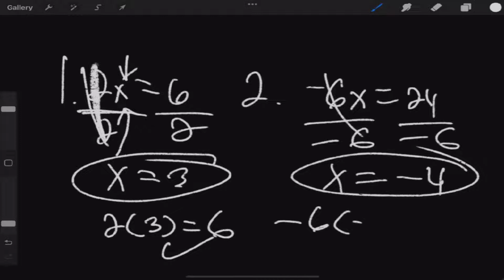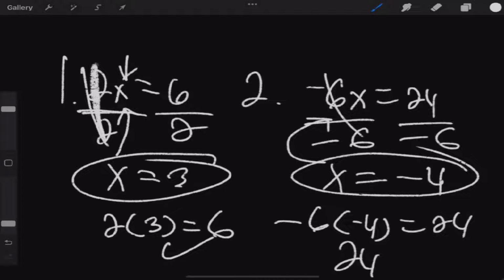And if we bring it back here, back into our equation, we have -6 times -4. Oh, this should be, yeah, that's right. So -6 times -4. Negative times negative gives us a positive. 24 equals 24. Boom. It checks out. So there you go. That's all the 4 properties of equality.